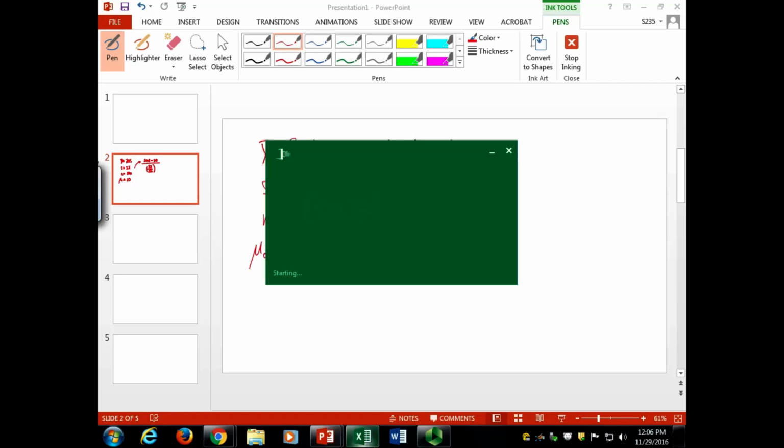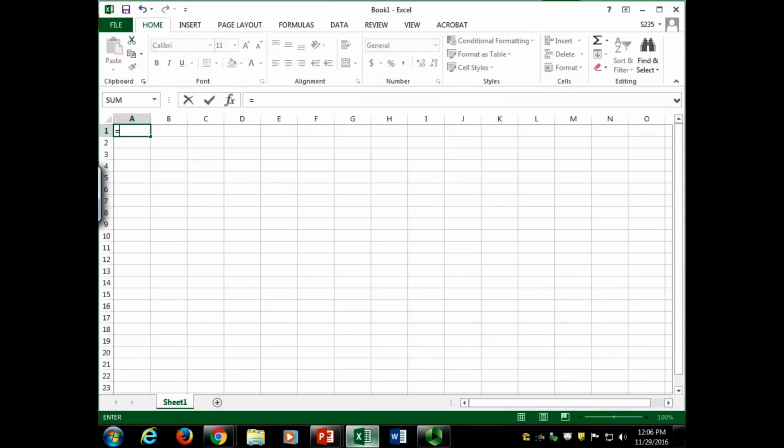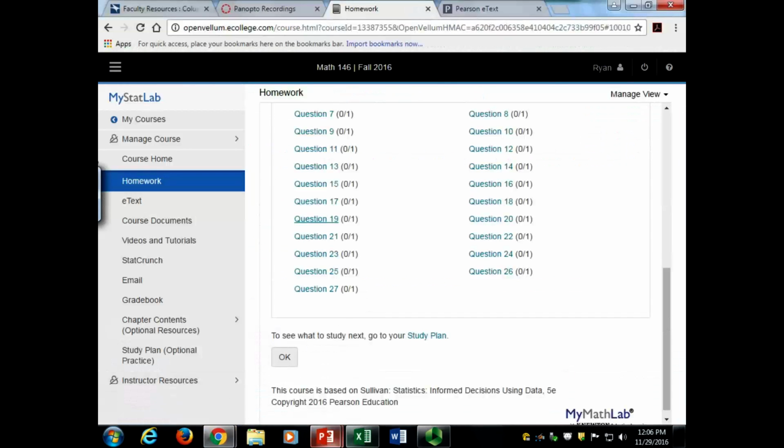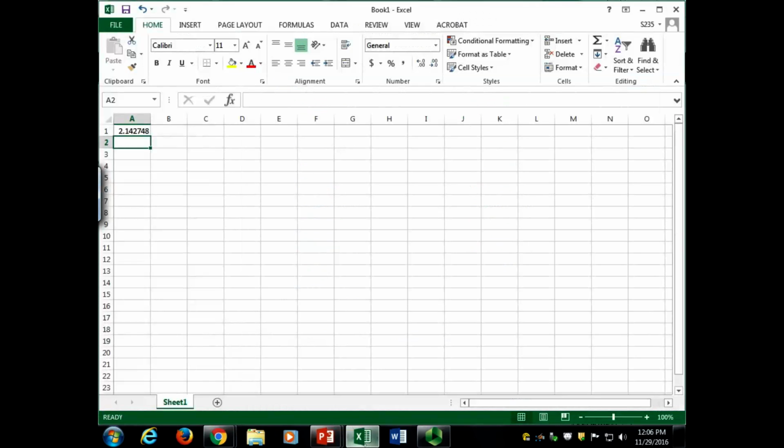I'll just do it in Excel because I have this right here. So that's going to be 20.5 minus 20, divided by 3.3, divided by the square root of 200. Okay, so my test statistic is 2.142748, and they want us to round that to two decimals. So that would be 2.14.